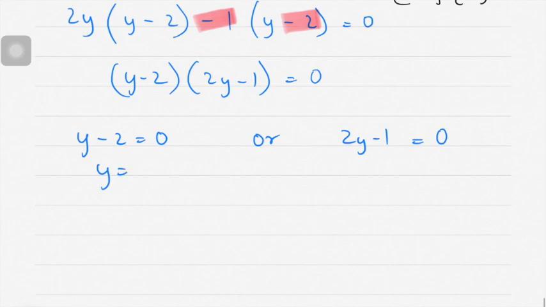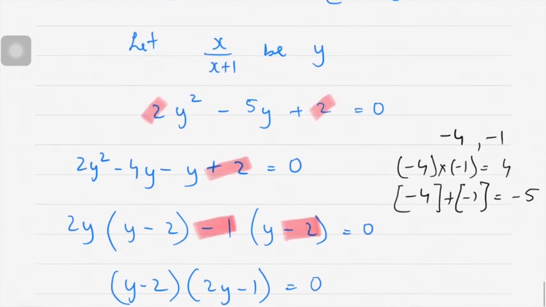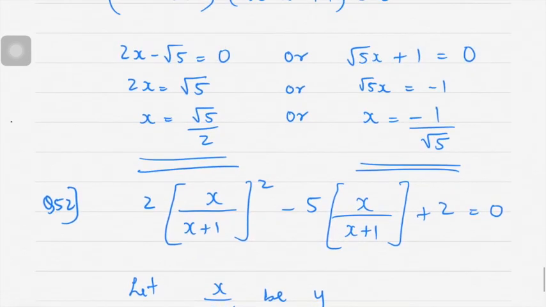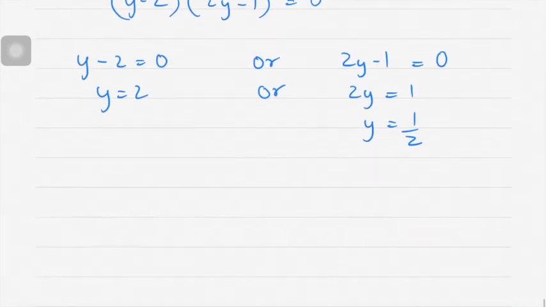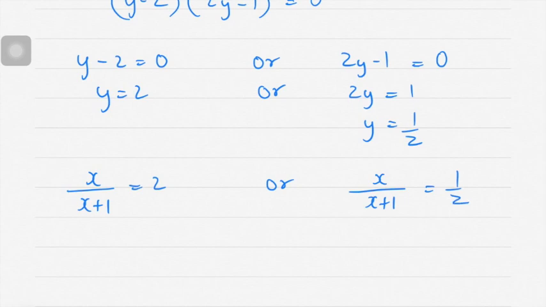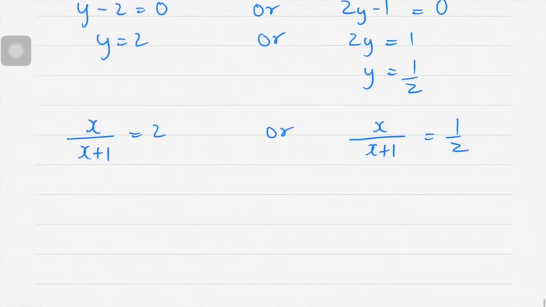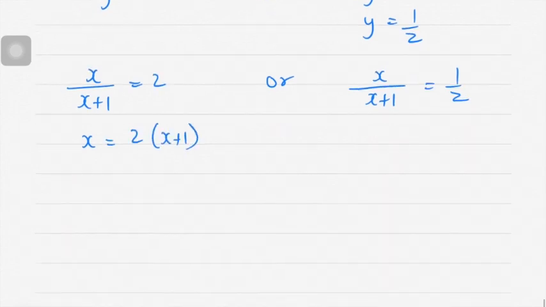So y minus 2 is equal to 0 or 2y minus 1 is equal to 0. So y is equal to 2 or 2y is equal to 1. So y is equal to 1 by 2. Now what is y? Y is x upon x plus 1, correct? So x upon x plus 1 is equal to 2 or x upon x plus 1 is equal to 1 by 2.